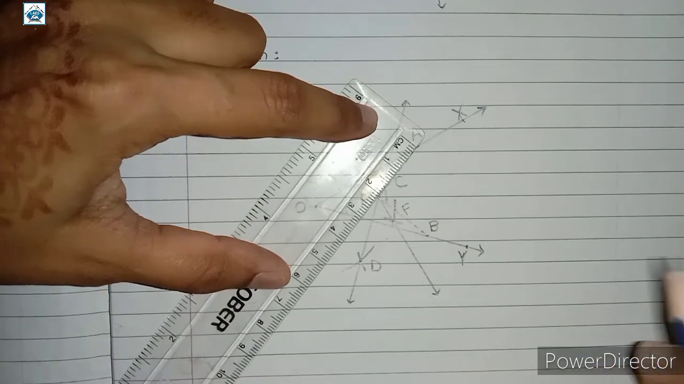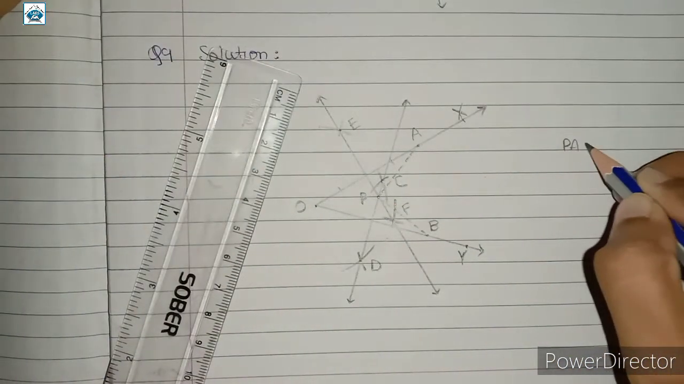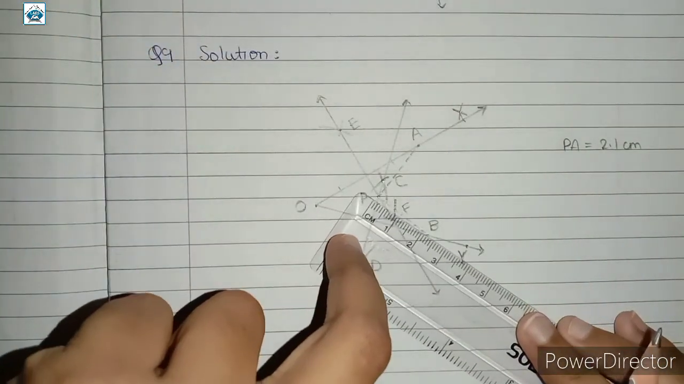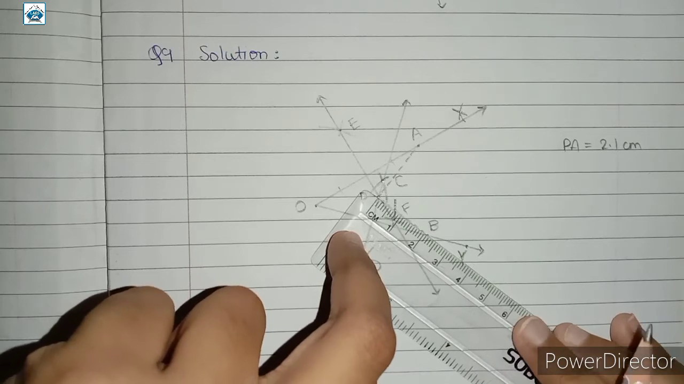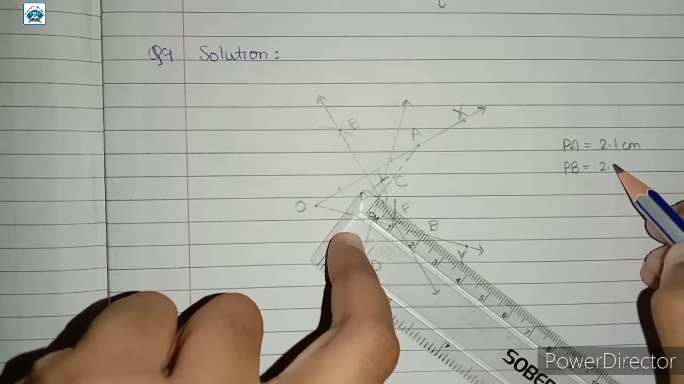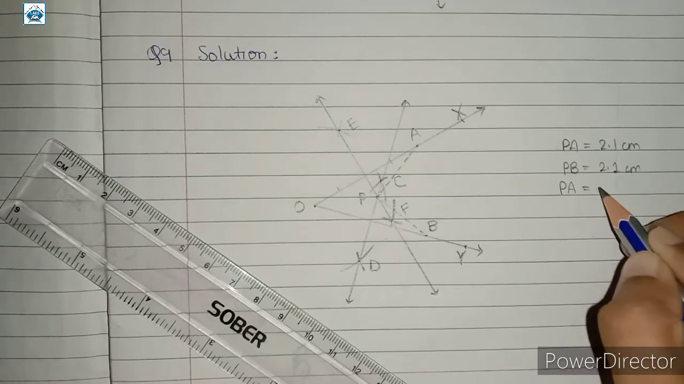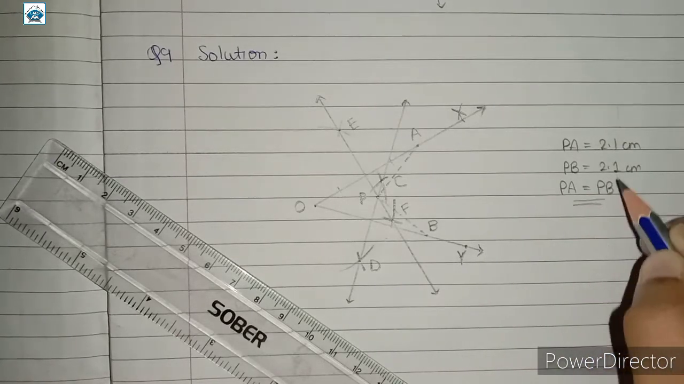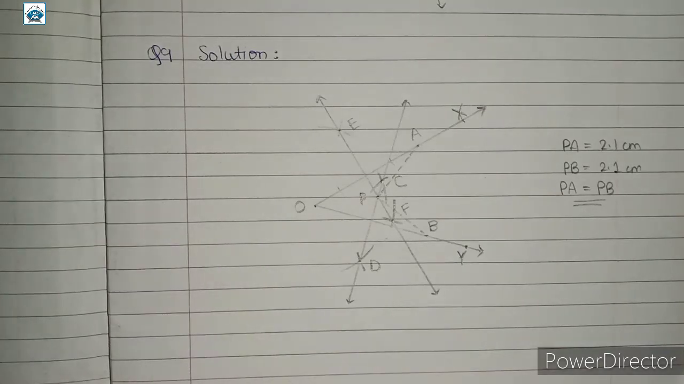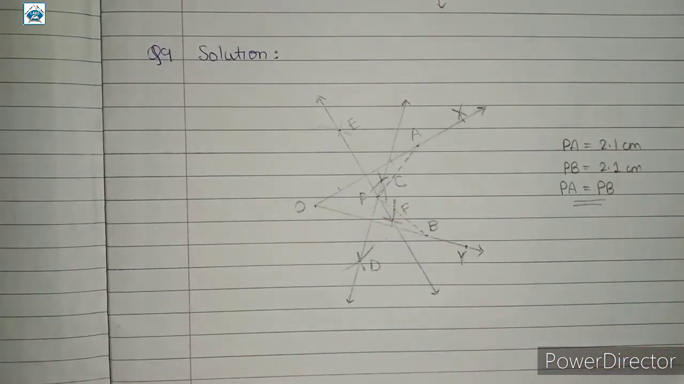Here PA, as you can see, measures 2.1 centimeter. PA is equal to 2.1 centimeter. Let us now measure PB. PB also measures 2.1 centimeters exactly. PB is also equal to 2.1 centimeter. Then we can say that PA is equal to PB because both of them measure 2.1 centimeter each. So this is what we were asked in the question. PA is equal to PB is the answer.